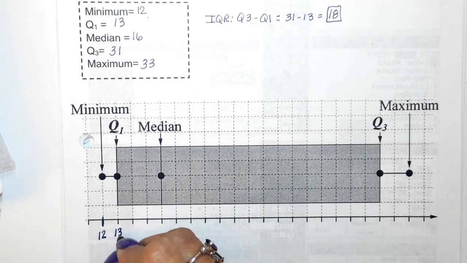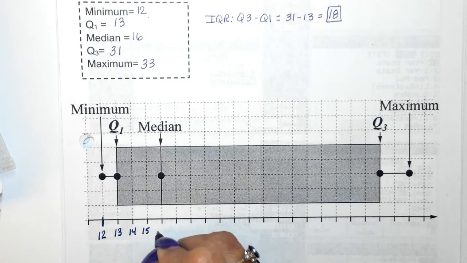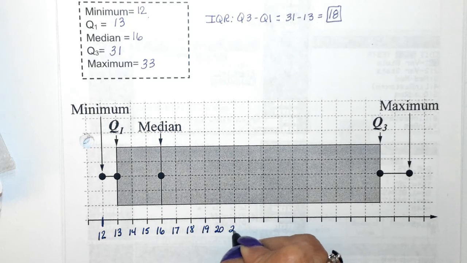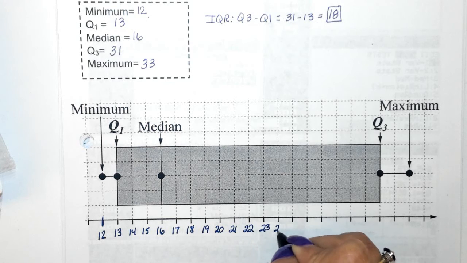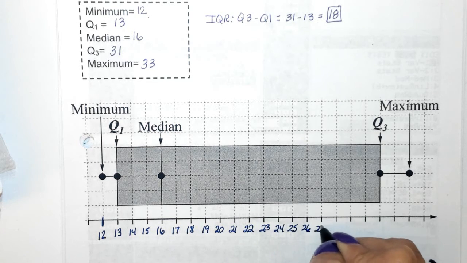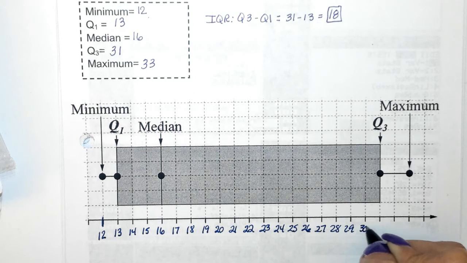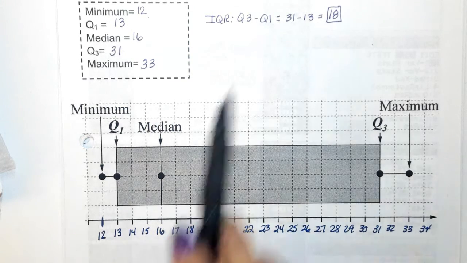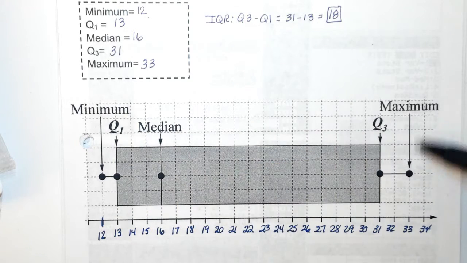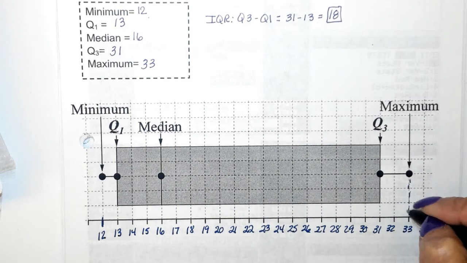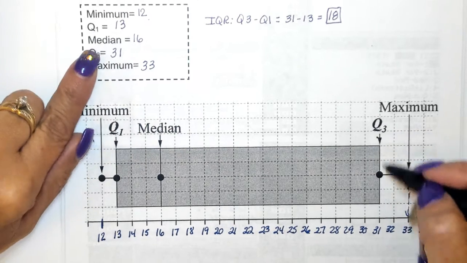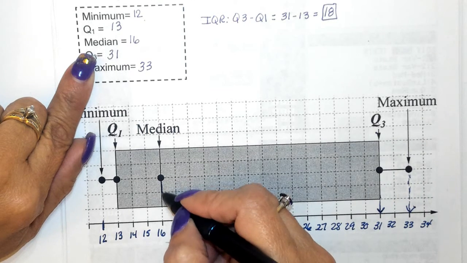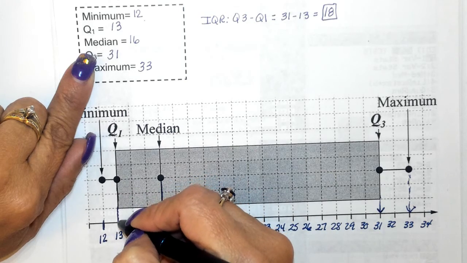So 12, 13, 14, 15, 16, 17, 18, 19, 20, 21, 22, 23, 24, 25, 26, 27, 28, 29, 30, 31, 32, 33, 34. Okay, I'm going to label all these points. Here's the lower boundary. Here's the maximum value. We had 33 as the maximum. Q3 was at 31. So here's that Q3 right here at 31. I'm going to put an arrow there. The median was over here at 16, and Q1 was at 13.